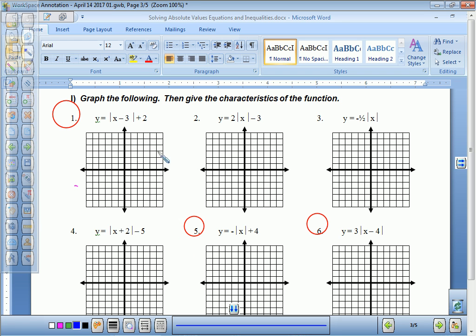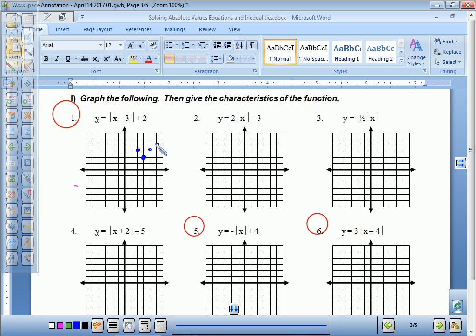All right, we know all about transformations, guys. How is this function transformed? Right 3, up 2. So that is where the vertex of this absolute value is. And then it's the same moves. The absolute value of 1 is 1. The absolute value of negative 1 is 1.